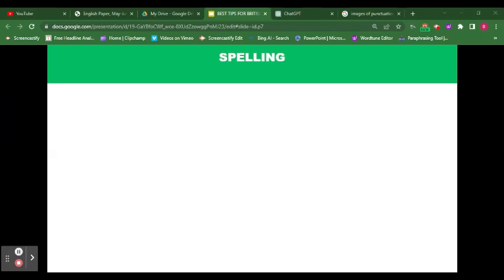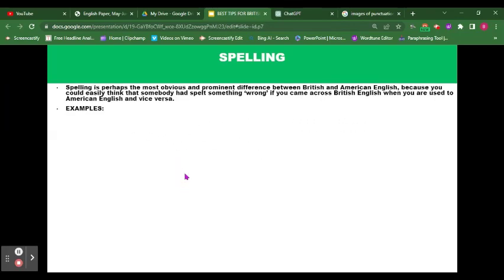All right, so the following examples will try to give you common spelling differences, although there are many more of such differences. We are going to look at just a few. Now, let's begin to look at a few examples, okay?